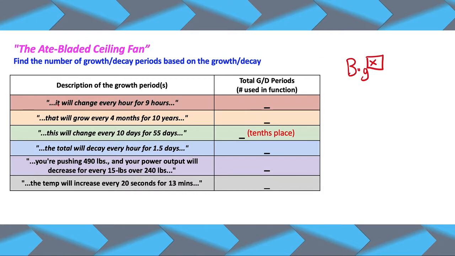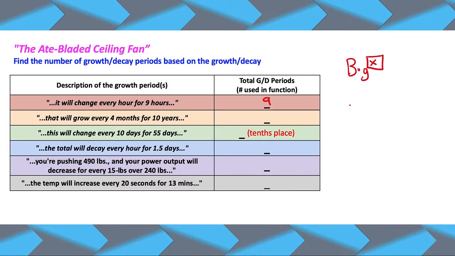This first one says it will change every hour for 9 hours. That's going to be 9 growth periods. That one's pretty easy. This next one might be a little tricky. That will grow every 4 months for 10 years. So we've got to figure out how many times 4 months will go by in 10 years.